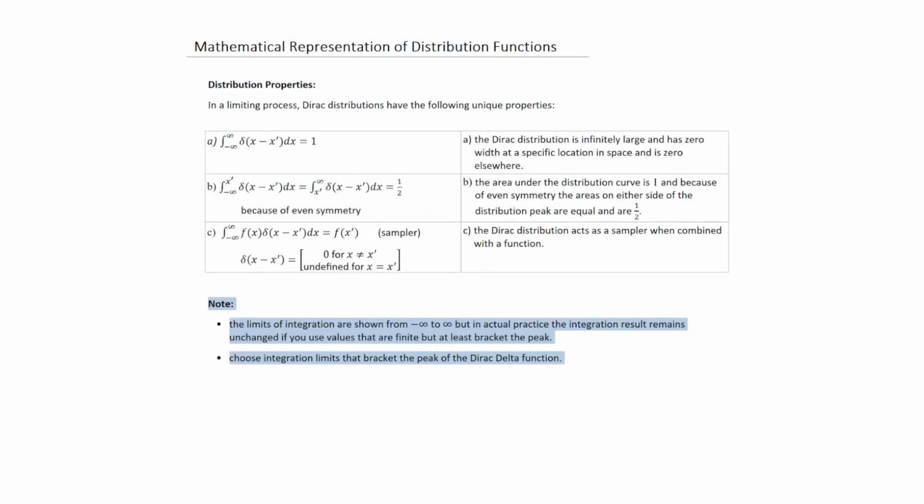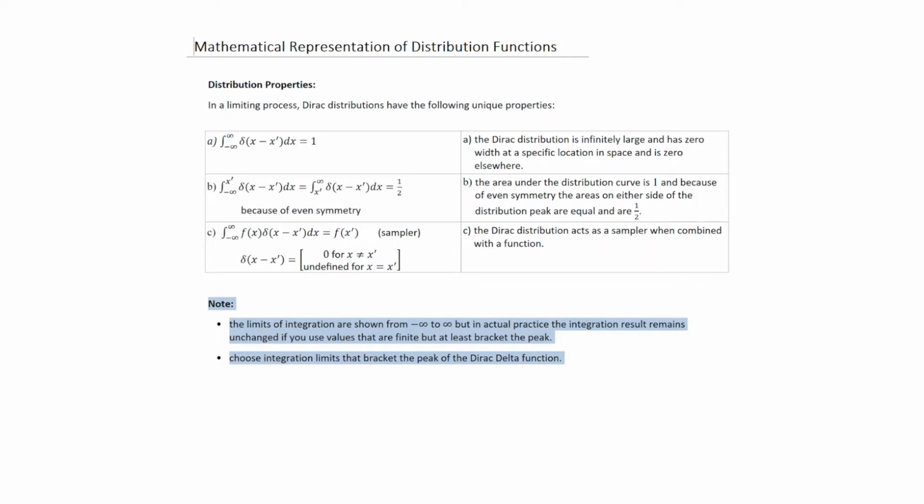Let's look in more detail at the mathematical representation of distribution functions. In a limiting process, Dirac distributions have the following unique properties, and I've stated three of them here. We use the symbol delta to describe a Dirac distribution function. There is an infinite number of ways to model it, and depending on the type of problem you're looking at, it may be easier to use one formulation versus another. We'll show such an example shortly.